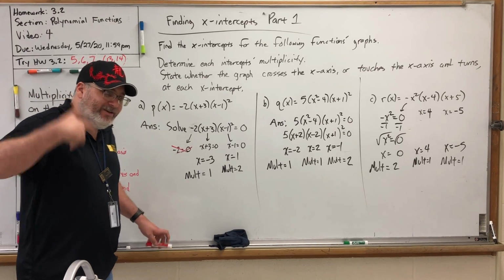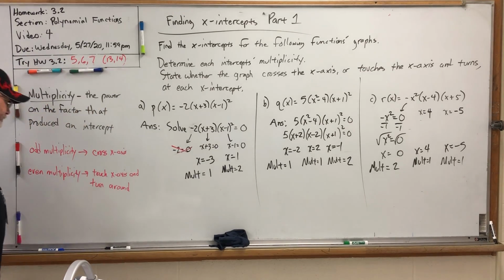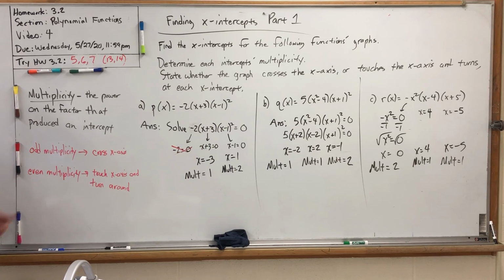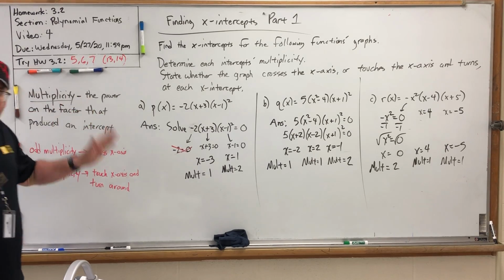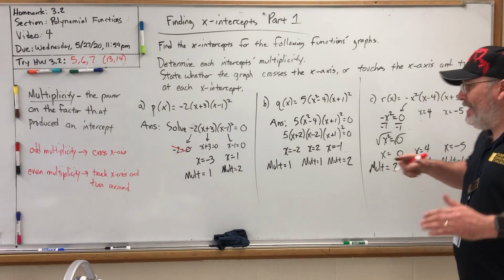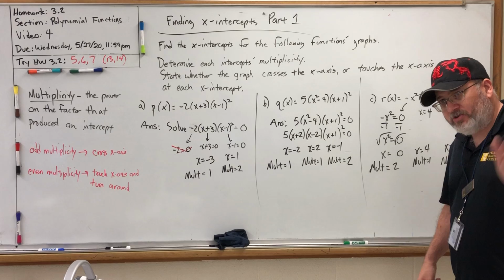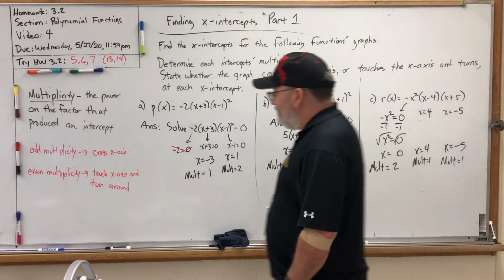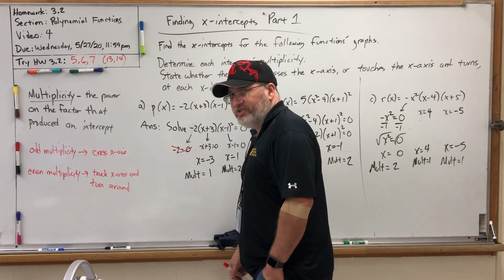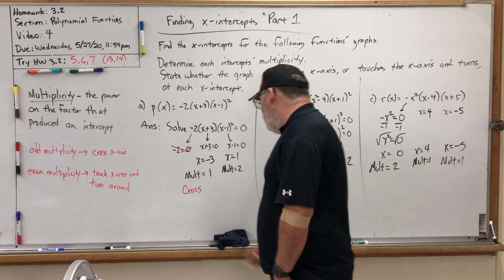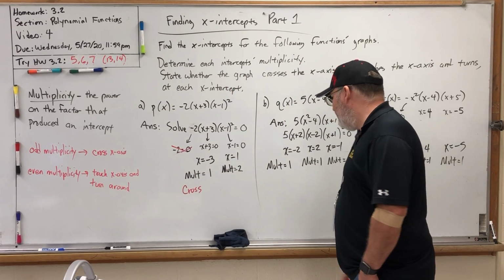But what does multiplicity give us? Well, if the multiplicity is odd, the graph will cross the x-axis, go from one side to the other. But if the multiplicity is even, then it will touch the x-axis and turn around. So to describe what I call the x-intercept behavior, does it cross or does it touch and turn, we simply have to look at the multiplicities. Any multiplicity that's odd means that you actually cross the x-axis. So this multiplicity is odd, so this graph would cross the x-axis at x equals -3.